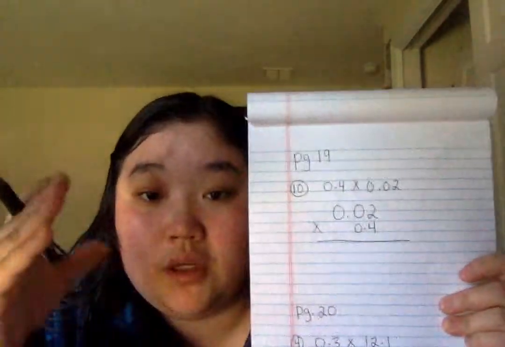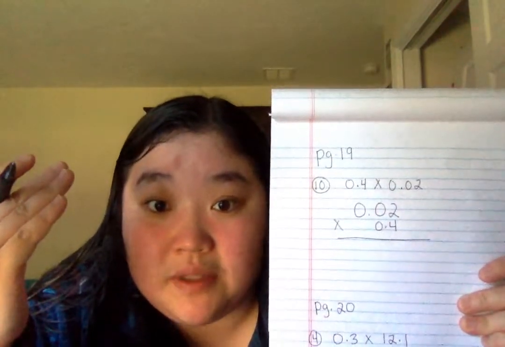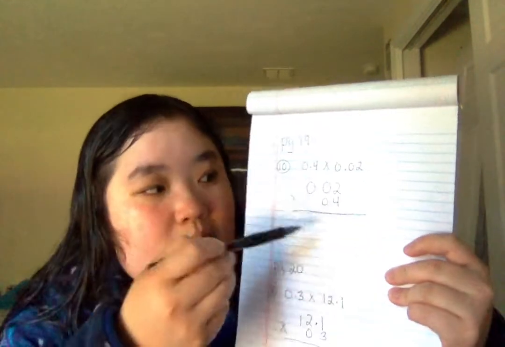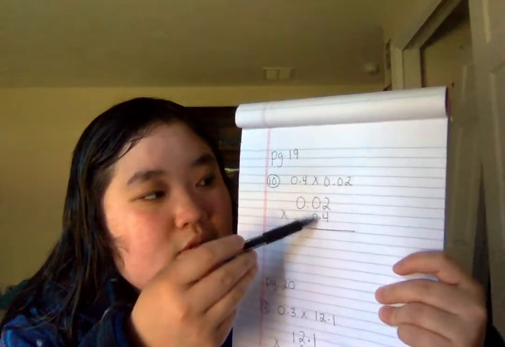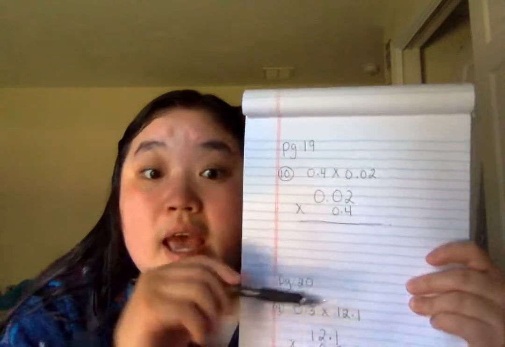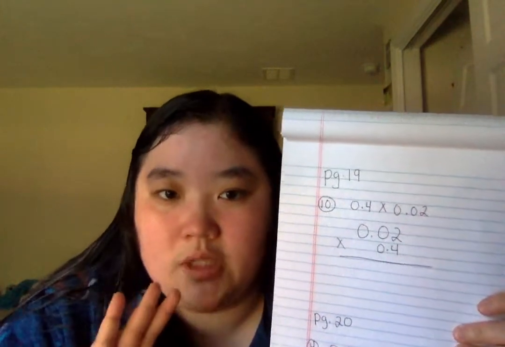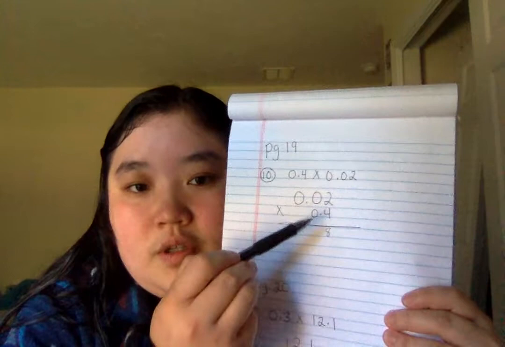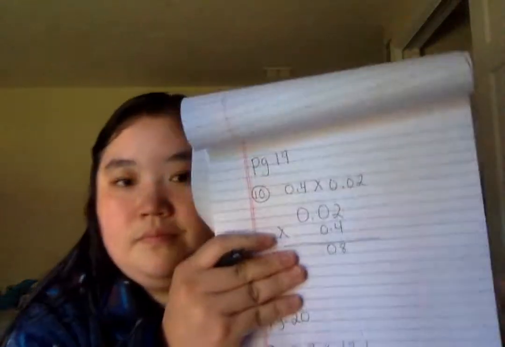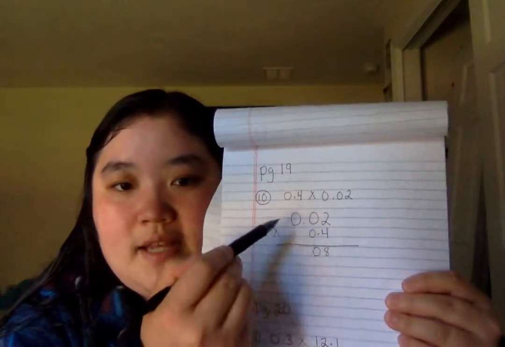So remember, when you're multiplying decimals, you do not need to line up the decimal. So I decided to put my number here, I would write 0.02, and I put 0.4 underneath. And we're just going to multiply like we normally do, okay? So we know that 4 times 2 gives me 8. And then 4 times 0 gives me 0. And 4 times that last 0 is also going to give me 0.